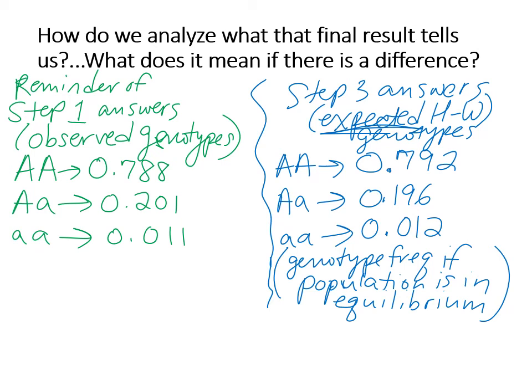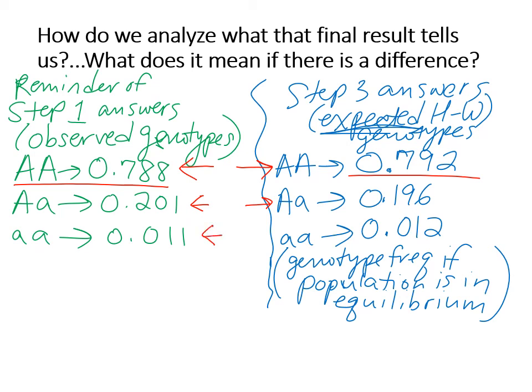Hardy-Weinberg is for equilibrium. So what's the last step of all of this? How do we know if this population is in equilibrium? Well, we compare what we actually see in the population with what we would expect in equilibrium. So for instance, our population has 0.788 or 78.8% homozygous dominant, okay? So I'm referring to the first one here. If it's in equilibrium, it should have 0.792 or 79.2% of the population as homozygous dominant. Well, those numbers are fairly close. Then we look at the second one, 0.2 versus 0.196, which when you round it is 0.2. So the expected and the observed there are fairly close.